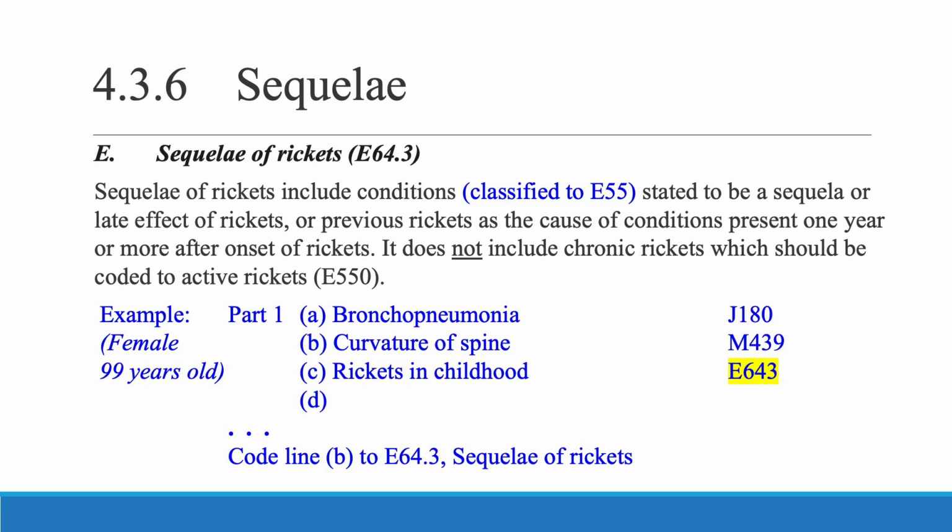As a late effect of those rickets was some curvature of the spine and bronchopneumonia as a result of that. We do not want to code those rickets as active. We will, in fact, on line C, apply the code E64.3, sequela of rickets.